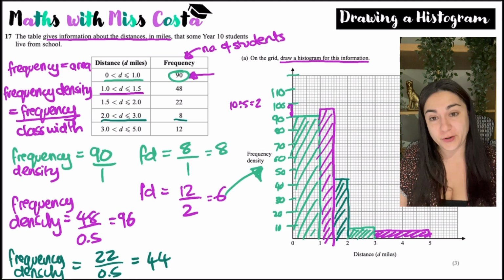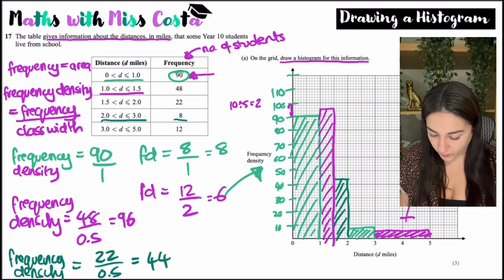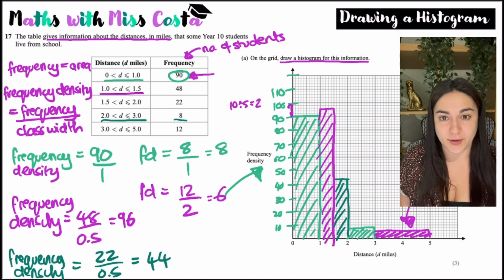So remember, the frequency is represented by the area of the bar. So you can quickly work out the area by thinking, okay, frequency density is 6, class width is 2, 6 times 2 is 12.